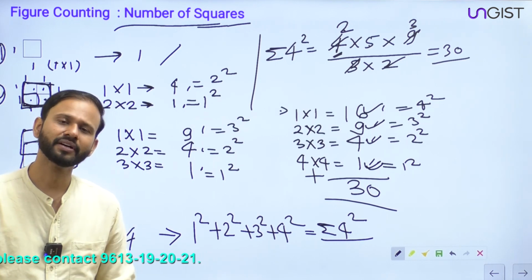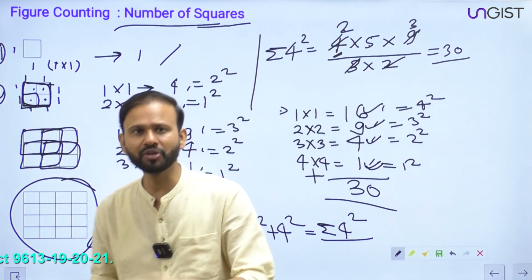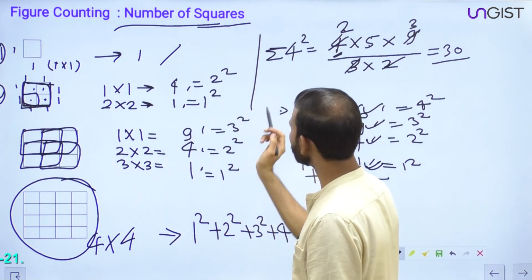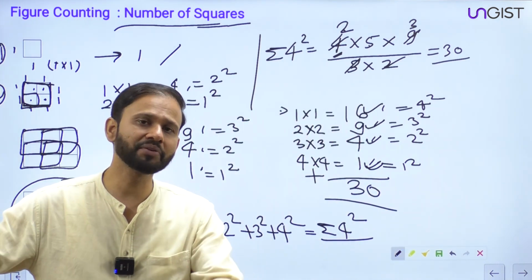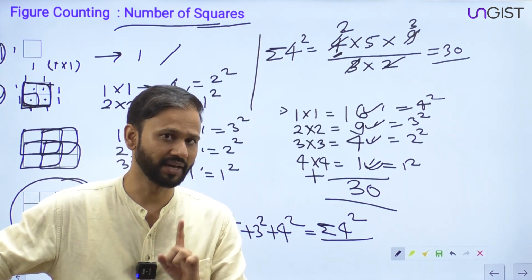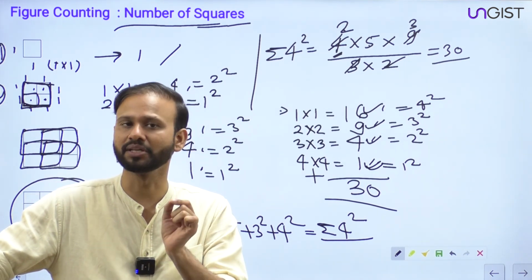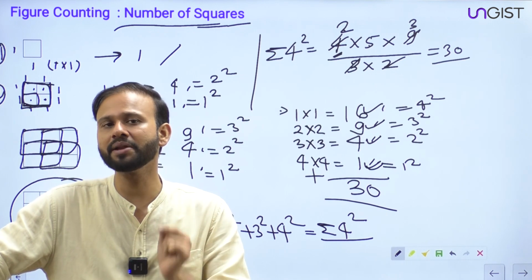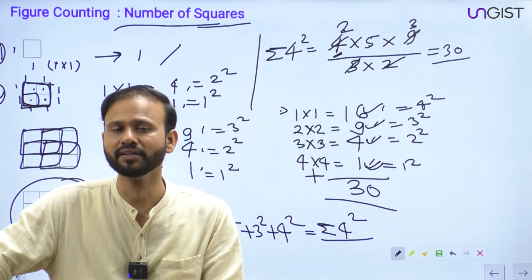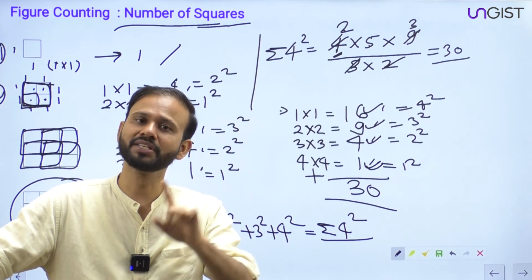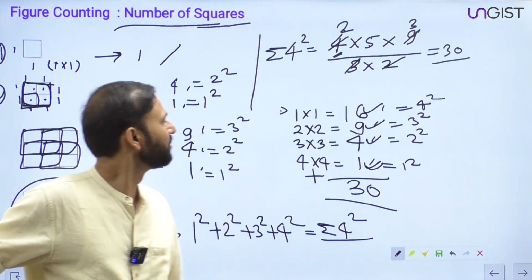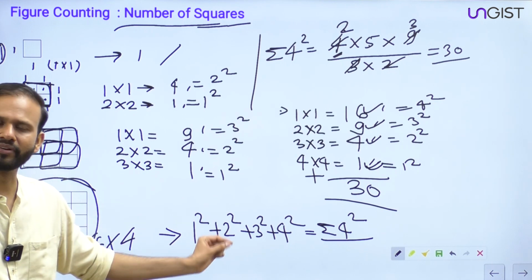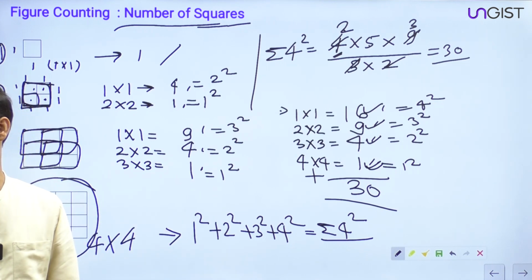So what is happening here is, if we need to calculate the number of squares in an n by n order square grid, the total number of squares will be sigma of n square. Everybody okay? Please note it down first and then we will write the concept.